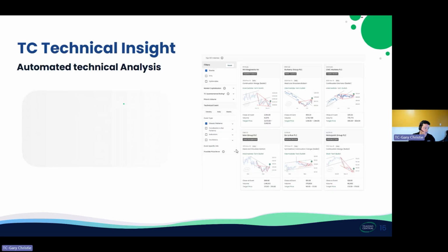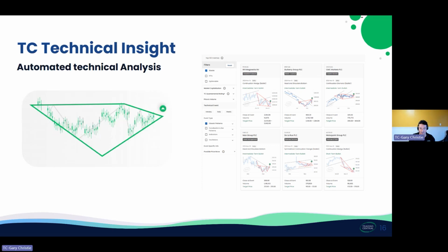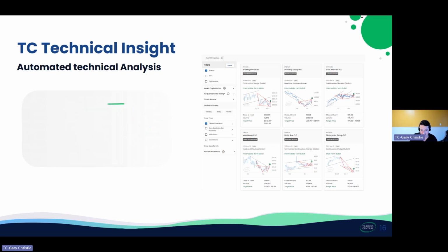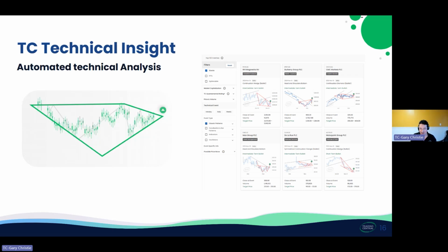Moving on to the last section we're going to talk about today, just so you have a brief introduction: we're looking at Technical Insight. I don't think it needs much of an introduction. It's one of the most popular tools we have at Trading Central. It combines the power of automated chart pattern recognition with an intuitive interface. We're really trying to empower investors to identify and capitalize on market trends. It detects over 60 technical events daily and covers a wide range of candlestick patterns, indicators, oscillators, and classic chart formations.